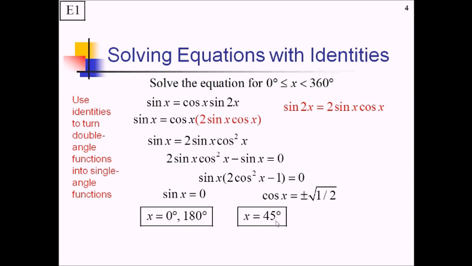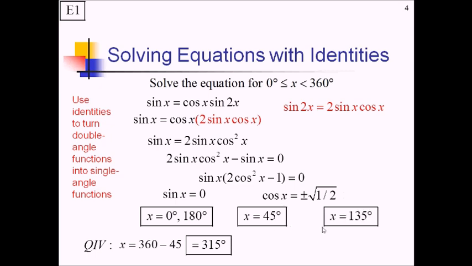And now we also have a positive cosine in quadrant 4. We have a reference angle of 45. In quadrant 4, that's going to be 360 minus 45, so 315. And then cosine of negative root 2 over 2, that's basically the quadrant 2 version of 45, which is 135. Same reference angle of 45. We also have a negative cosine in quadrant 3, so that would be 180 plus 45, giving us 225 degrees.